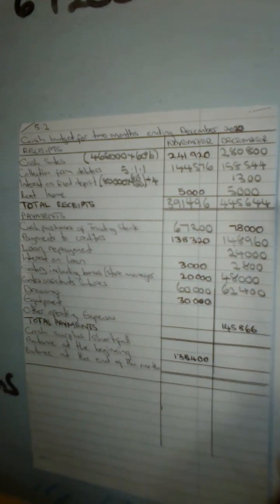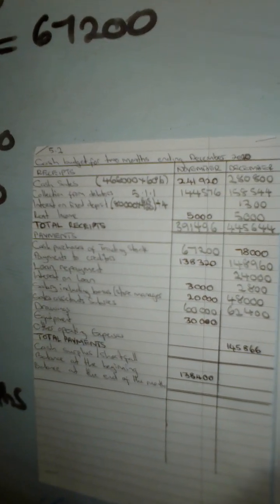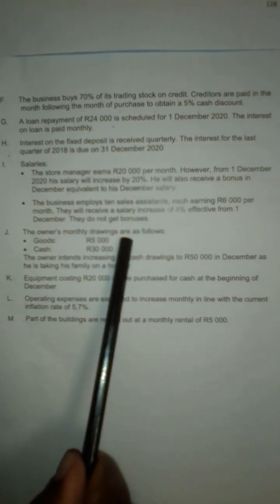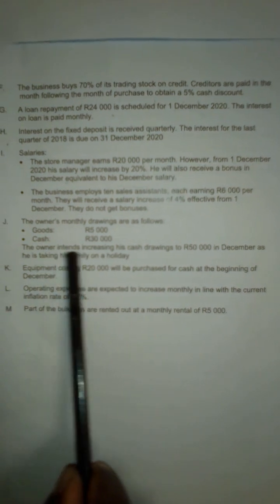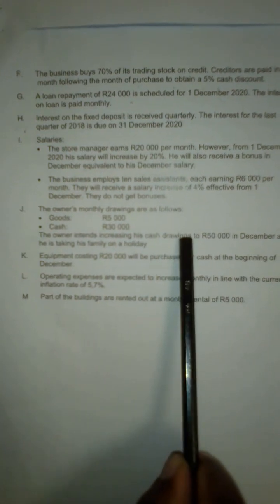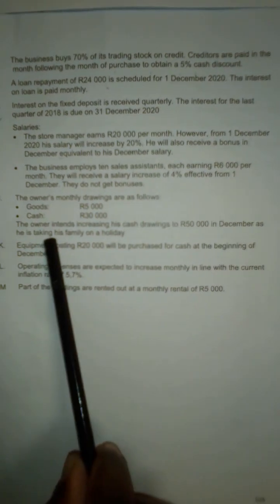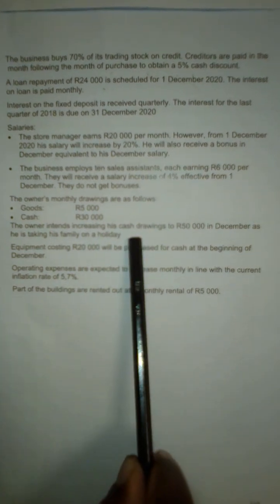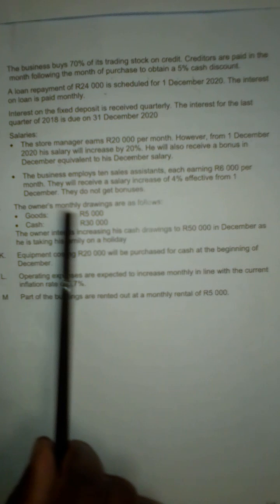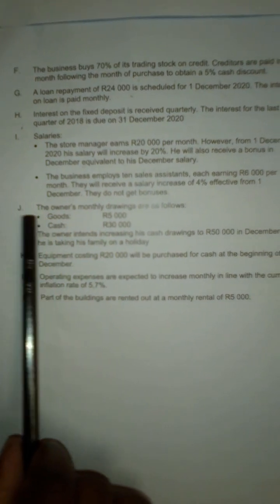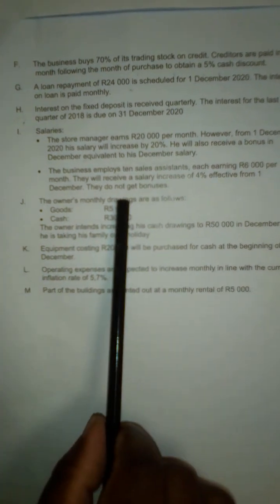The drawings, okay, where's the adjustment for drawings? J. The owner's monthly drawings are as follows: goods 5,000, cash 30,000. The owner intends increasing his cash drawings to 50,000 in December as he's taking his family on a holiday. What you simply have to remember when you are looking at drawings is that we only consider cash items. The drawings for goods, we are not going to consider them.